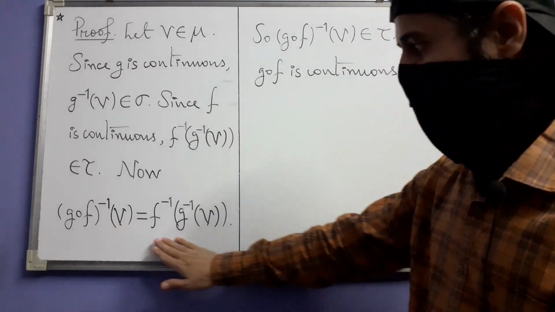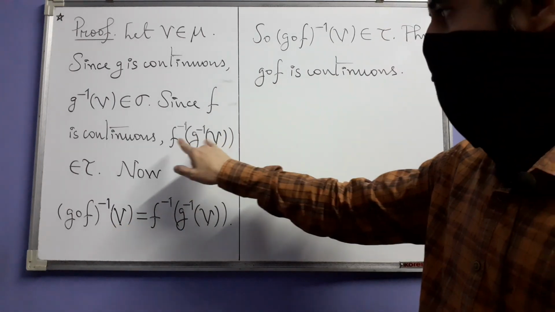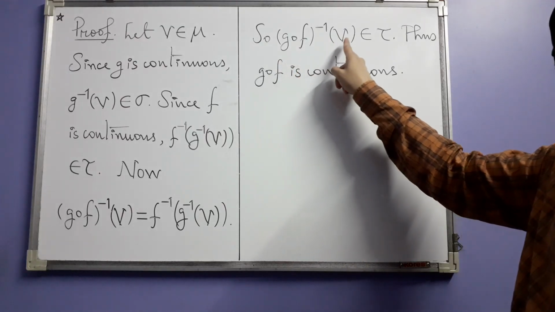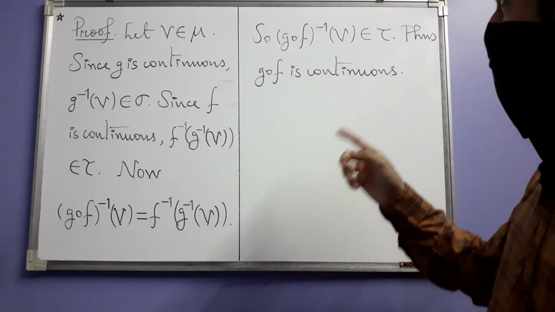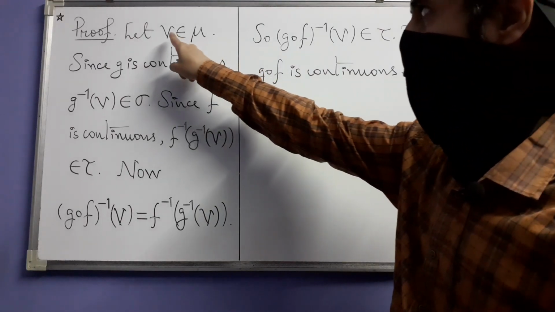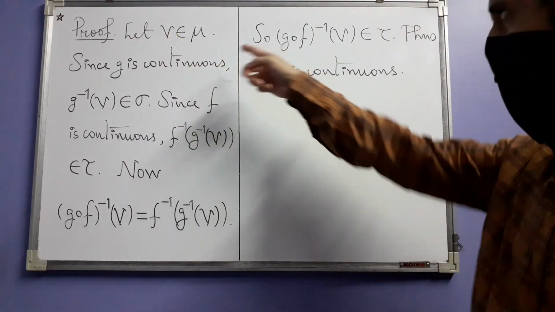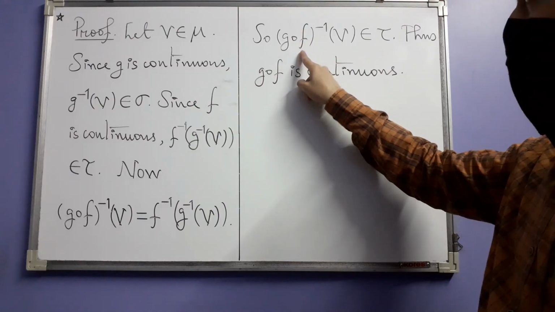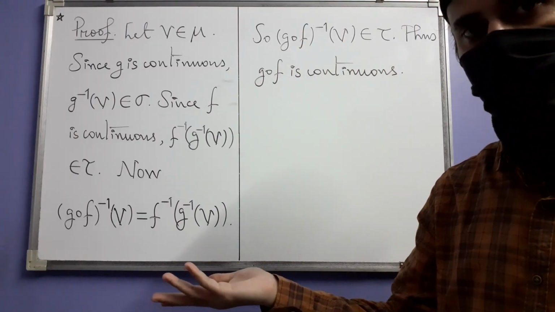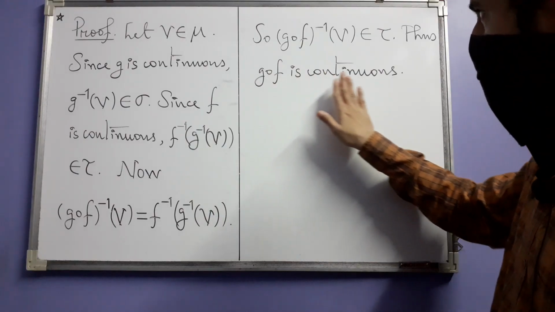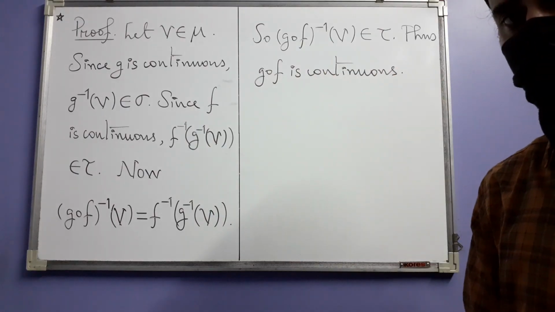So it turns out that this is the case. Because this belongs to tau, so this now belongs to tau. But then we have got what we wanted to get. We have been able to show that for any open set V in mu, g composite f inverse of V is open in X. That is why g composite f is a continuous function.